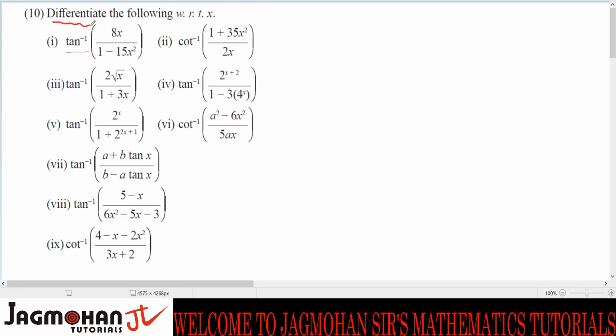First of all, differentiate the following with respect to x. We have to differentiate all of these with respect to x. So see, we have tan inverse, cot inverse, tan inverse, tan inverse, cot inverse, tan inverse. These all functions are either tan inverse or cot inverse functions. So from this only you understand that they are going to be one simple type of problems. So here we are going to use the result.